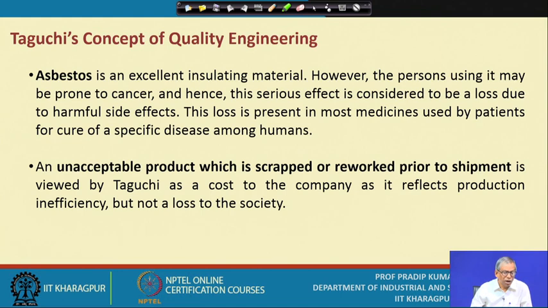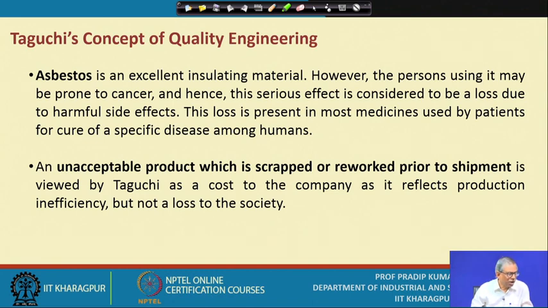And unacceptable product which is scrapped or reworked prior to shipment is viewed by Taguchi as a cost to the company, as it reflects production inefficiency, but not a loss to the society. Now, maybe that means it assumes that whatever inefficiency you have in the manufacturing systems, you should control them, and later on you might say that I don't have any production inefficiency.